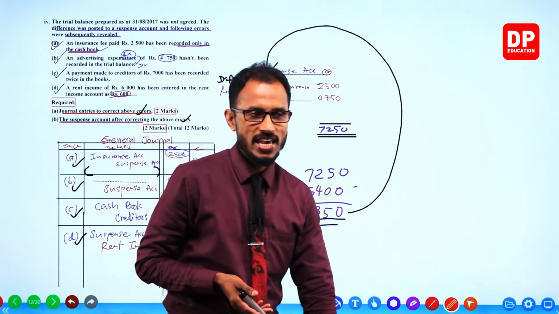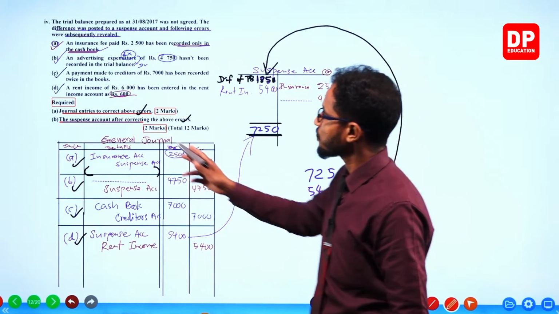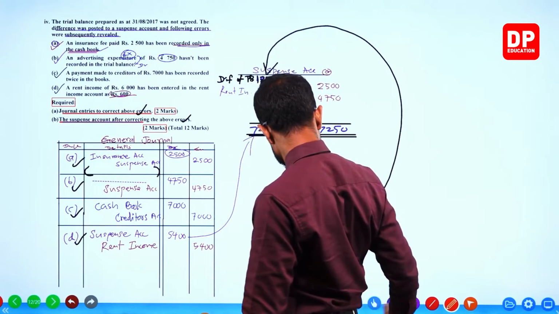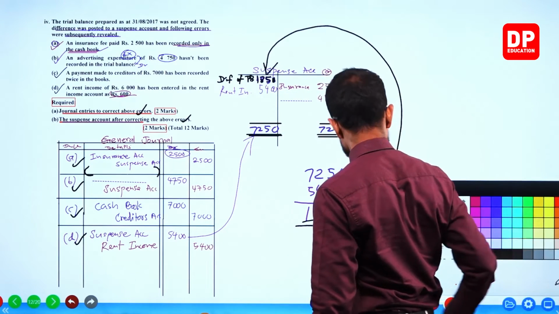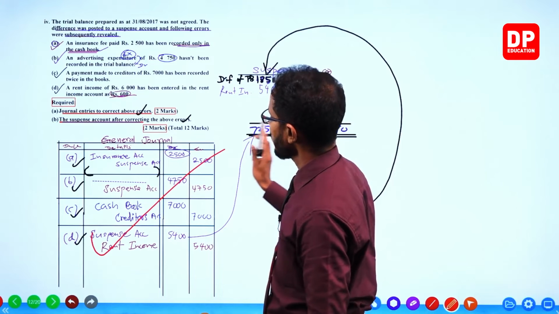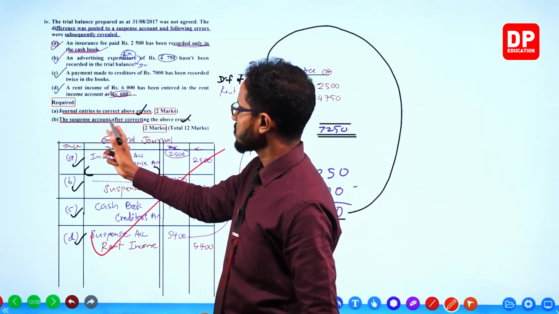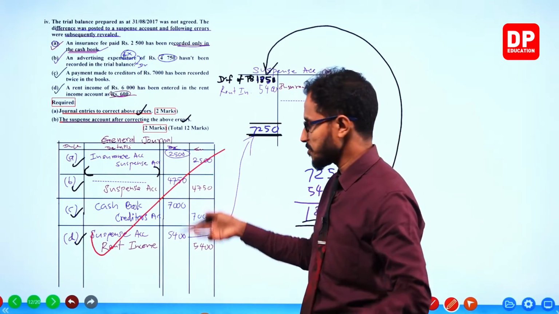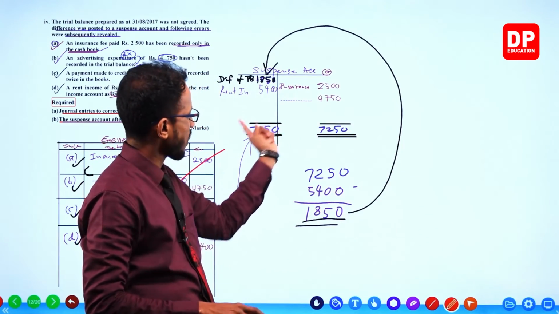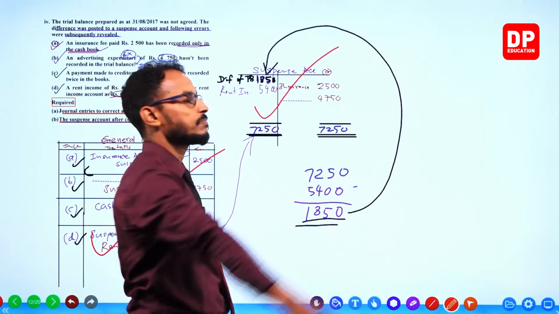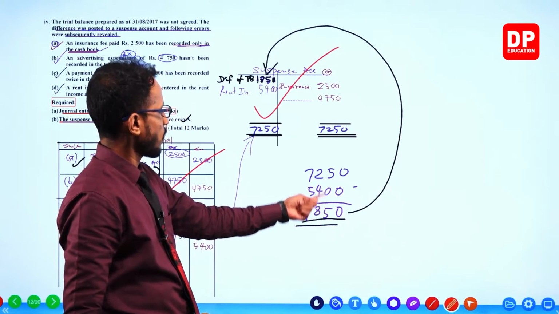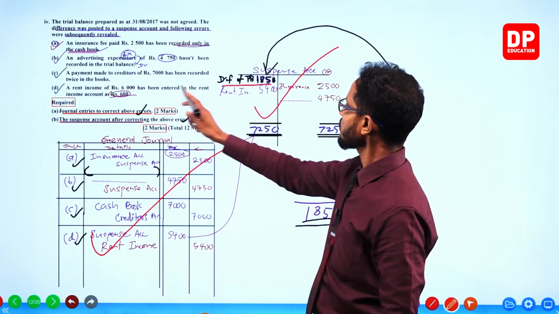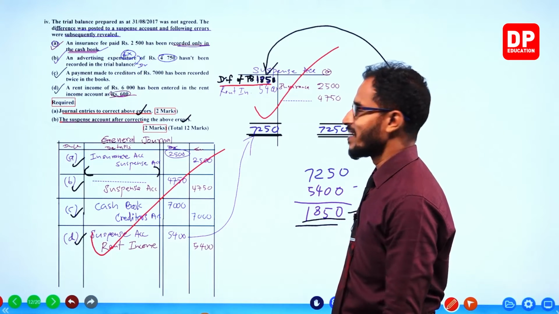That's what we had to find because the first question was to prepare the journal entries. That is done here. And the second question was to prepare the suspense account after correcting the above errors. While we corrected the errors, we put entries to the suspense account, and the suspense account is also done here. We got the balance of the suspense account, the original balance which came from the trial balance. It is this one. Okay, that's that.